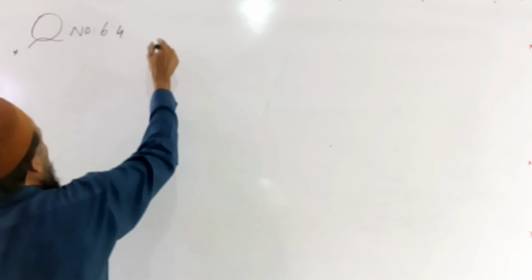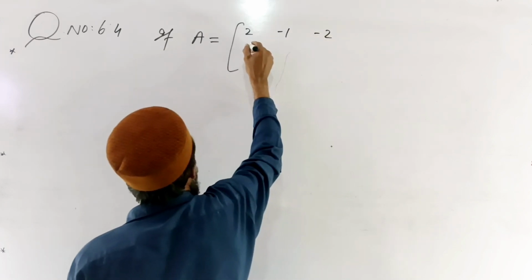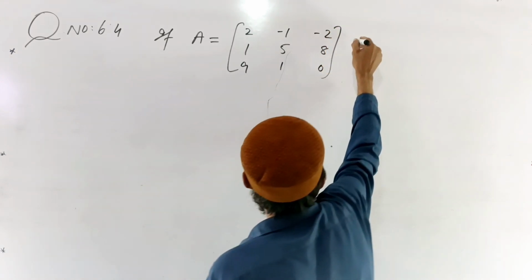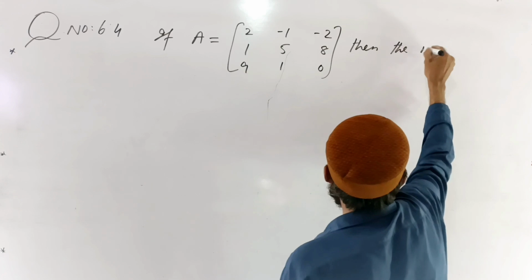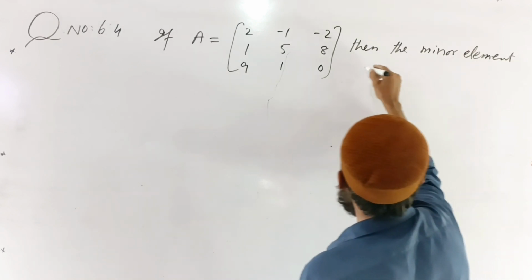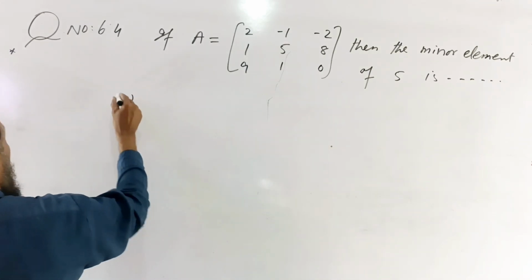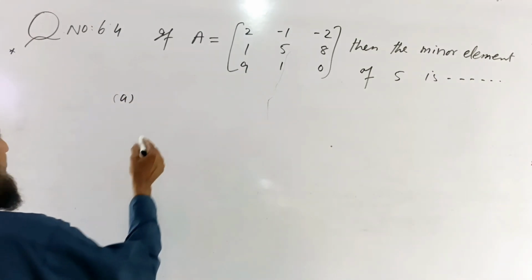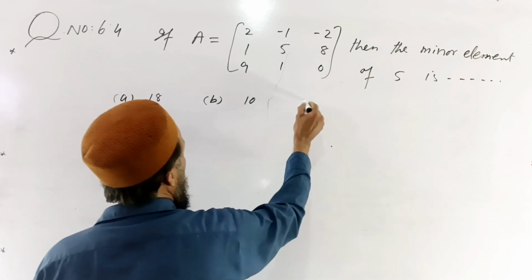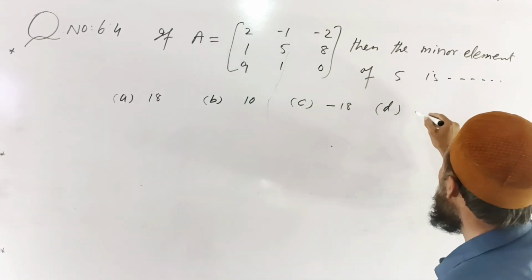For 64, if A is equal to 2 minus 1 minus 2, 1 5 8, 9 1 0, then the minor element of 5 is: A is 18, B is 10, C is equal to minus 18, and D is equal to 0.